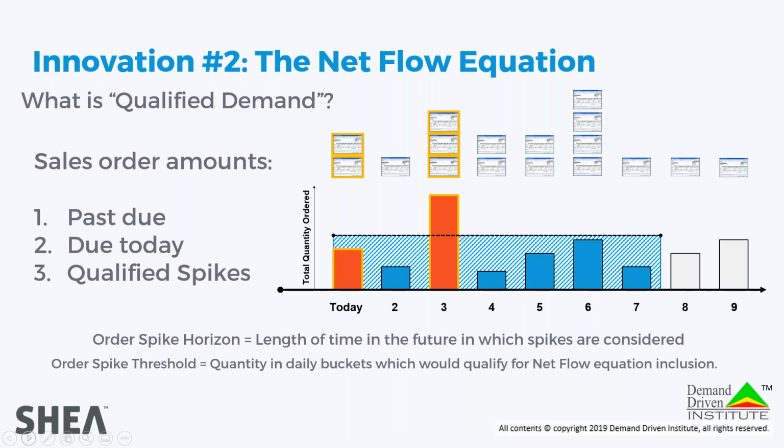Order spike horizon is the length of time in the future in which spikes are considered. So in this case, we're looking forward 7 days, and the line, of course, is our order spike threshold. Anything in daily buckets that exceeds the order spike threshold is included in the net flow equation. So in qualified demand, in this example, we have nothing past due. We have a quantity that is due today, and we have a qualified spike on day 3. So we include that into our qualified demand.